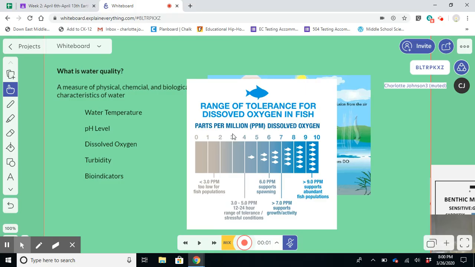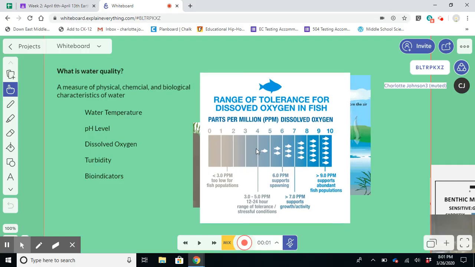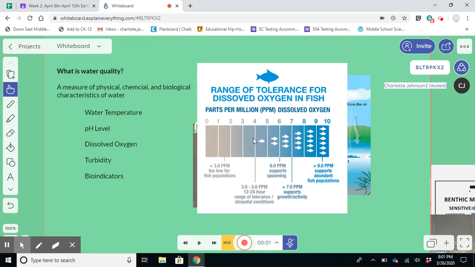So when we talk about this list, all of these are kind of intertwined with each other. They all relate. Water temperature relates to the pH level, relates to the dissolved oxygen content, relates to the turbidity, and relates to the bioindicators. So they all work hand in hand to describe the water quality. And if one is too high, it affects the other. And so there has to be a balance with these.